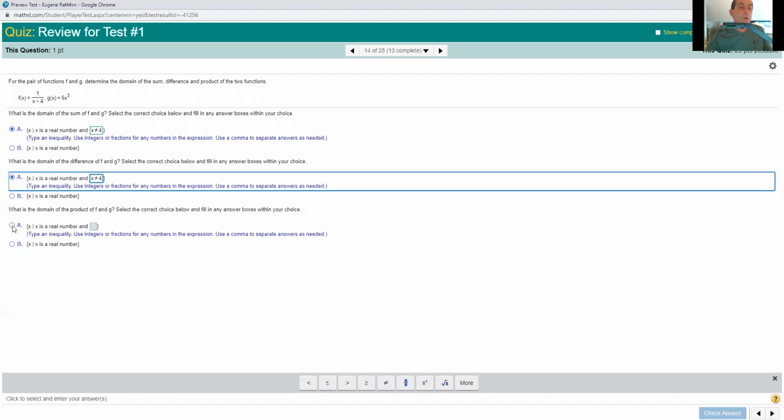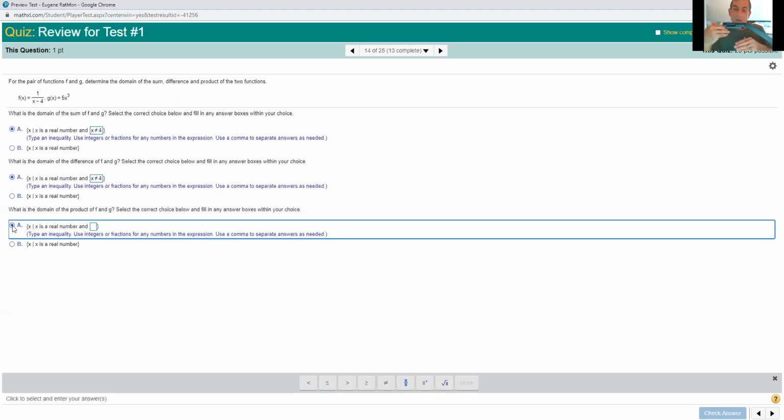And then guess what? If you was multiplying those, you would have 1 over x minus 4 times the 5x to the third. So you still have that fraction you got to worry about. So this would still be what? X cannot equal a 4. So really on this problem, once you figure out the domain from the first one, since we don't have to divide on this one, it's going to be the same answer on all three of these pretty much. All right, so we put in that, then we will go to the next one.